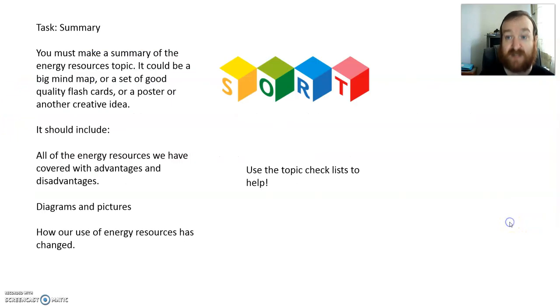So your big task for this last week, okay, you need to make a summary of all the information in energy resources. Now, it can take the form of any creative way you want to summarize it. There's lots of help that you can find on the website in the sort section. But if it was me doing it, I would make a big spider diagram because I love my spider diagrams or a mind map. Okay, but you can make some good quality flashcards. That might be a really good use, actually. You could do a flashcard for each energy resource.